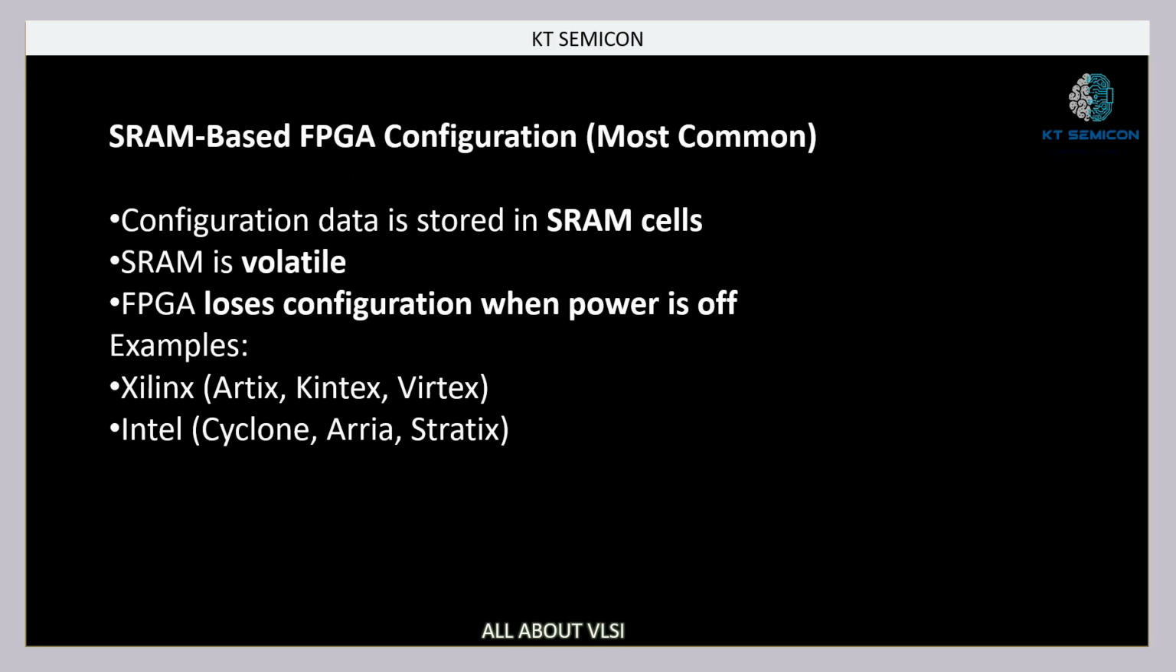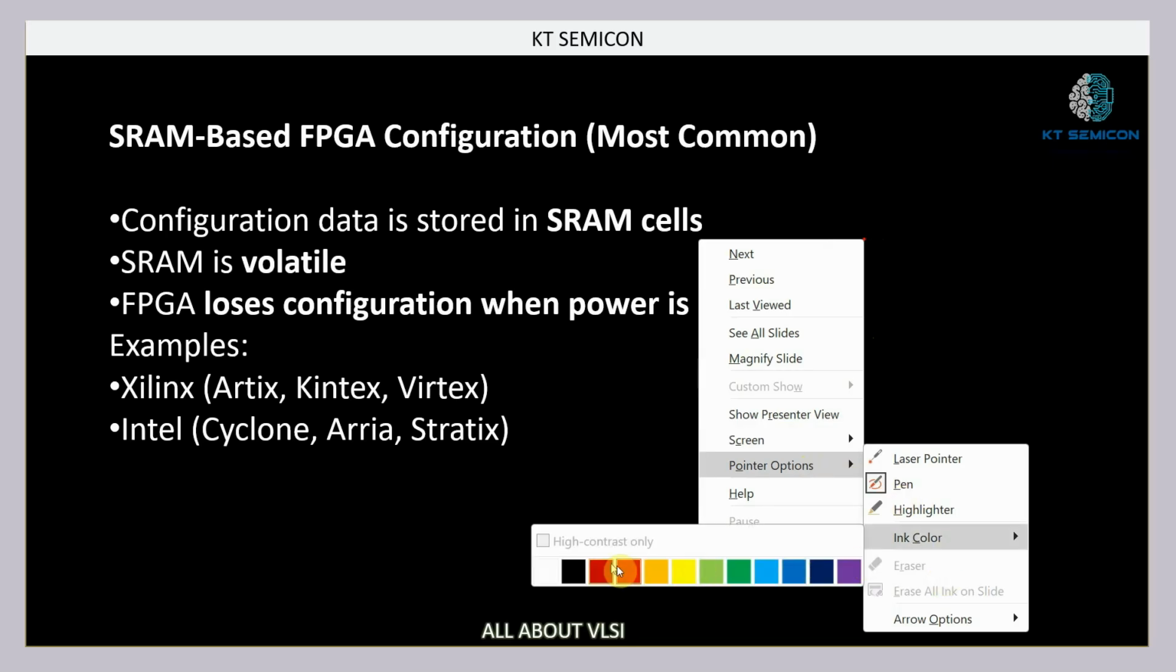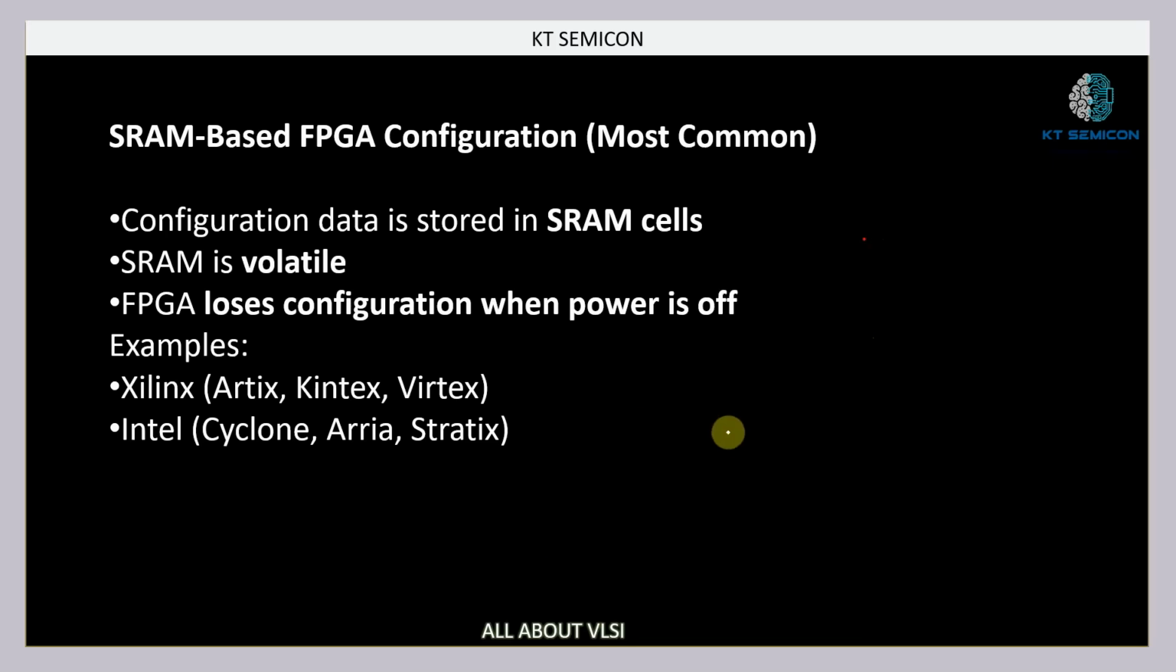In the case of SRAM-based FPGAs, the configuration data is stored in the SRAM cells. Now, what do we mean by configuration data? Configuration data is nothing but what the LUT contents should be, which CLB should be activated, and what the connections should be. All of that is my configuration data. How that configuration data is generated and where it is stored, we will discuss.